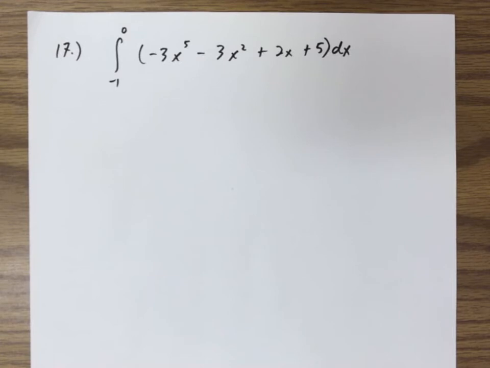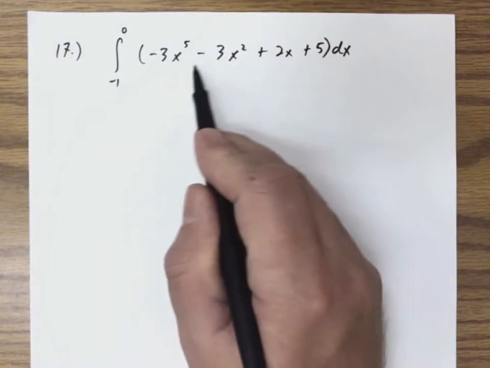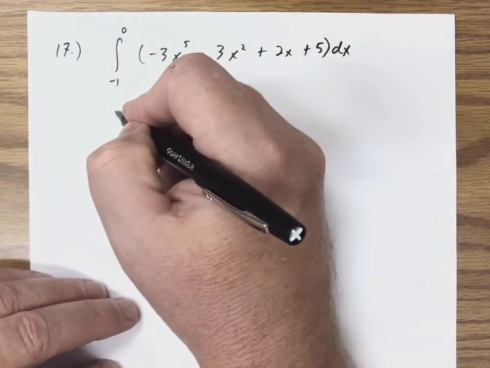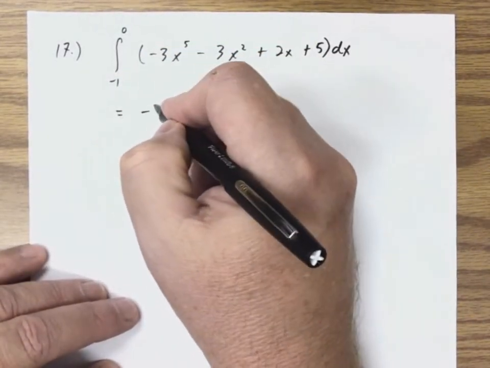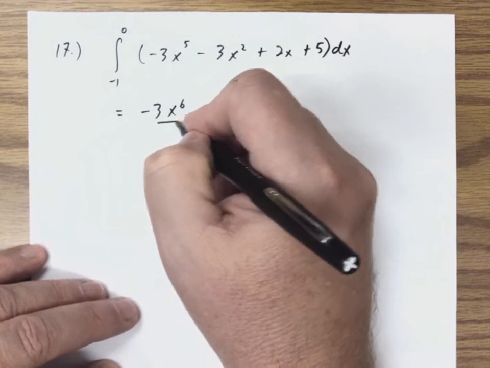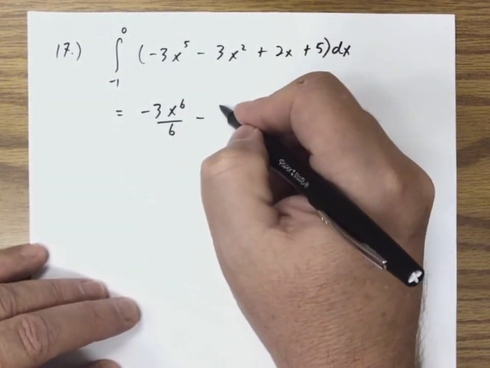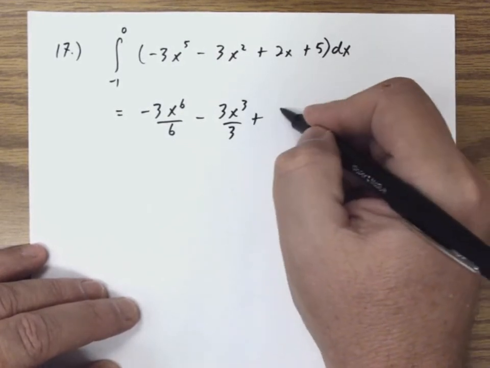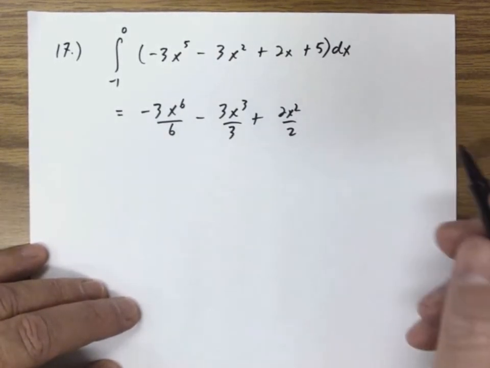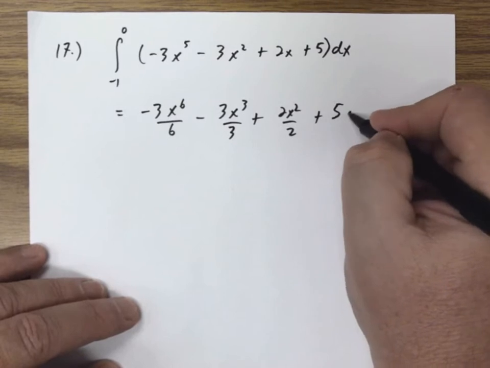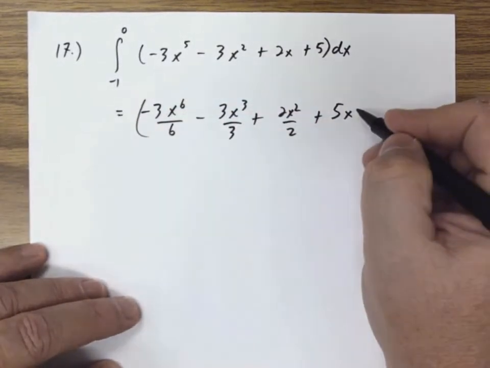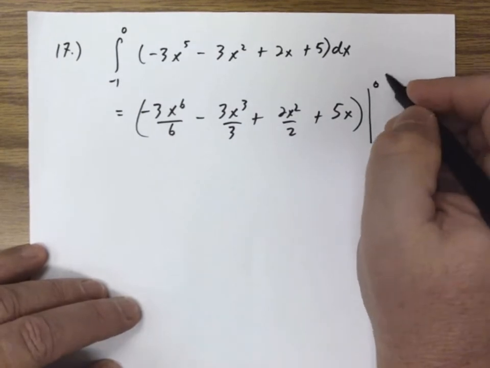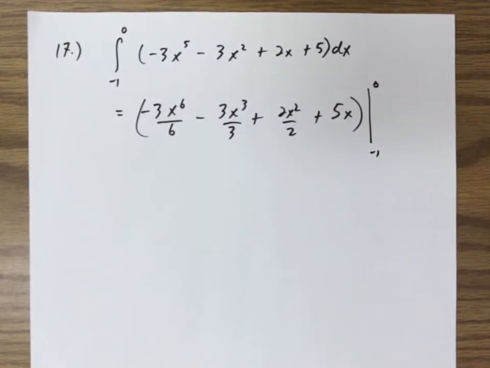Now, as far as the integration goes, pretty straightforward. I got 4 terms, but I think I can use the power rule for all 4 of those. So -3x to the 6th over 6 minus 3x cubed over 3 plus 2x squared over 2 plus 5x, and then you evaluate that whole thing from minus 1 to 0.